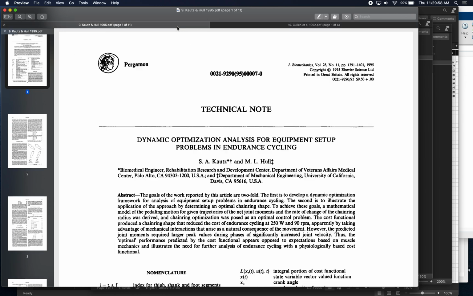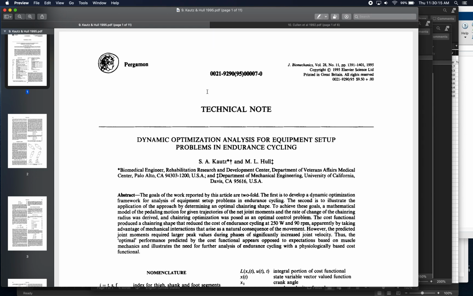Both cover similar topics. They both cover the sensitivity of cycling performance related parameters to the shape of the chainring, which we'll take a look at here in a little bit and define, if you're not familiar with what the chainring is and what its shapes typically are and are not.